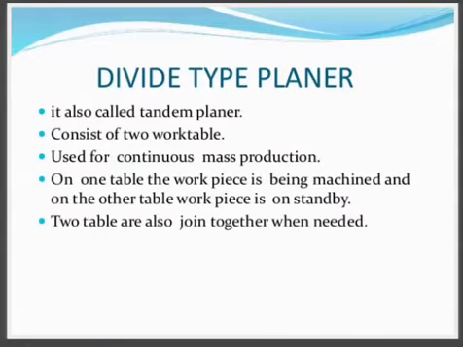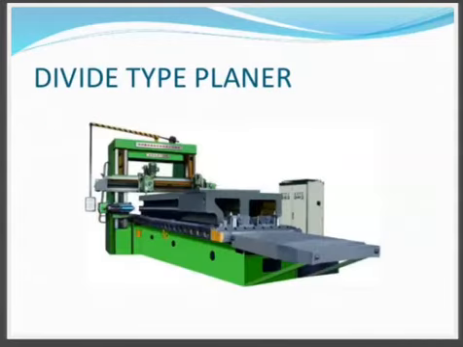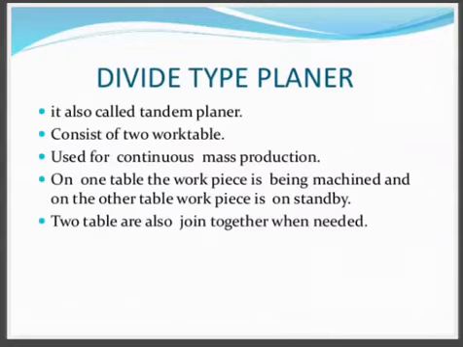The next is the divided type planer. It is also called a tandem planer. It consists of two work tables. See, there are two work tables. It is used for continuous mass production. On one table the workpiece is being machined and on the other table the workpiece is on standby. After completion of the operation, the next work table is used, continuously, in mass production.